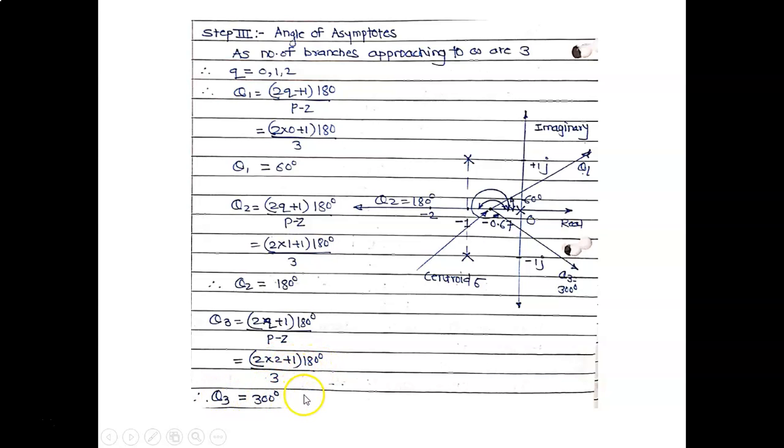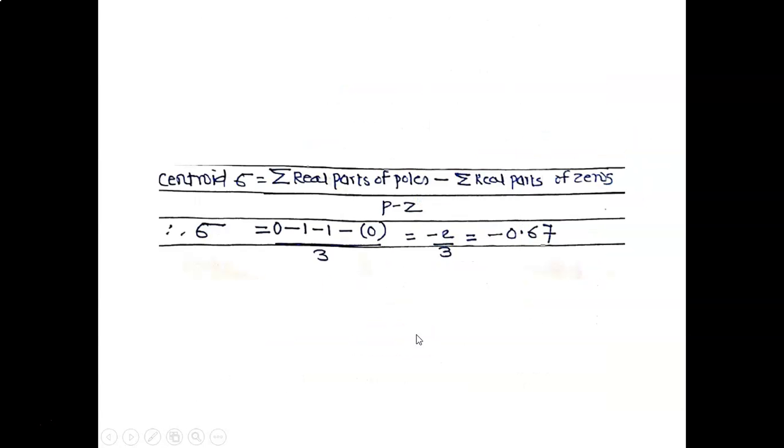Therefore, theta 3 is equal to 300. Now, we have to draw these angles through the centroid. First of all, we will calculate the centroid sigma, and then we will draw these angles. Already here it is indicated that centroid sigma is equal to minus 0.67, but how that value is there, we will find out. Therefore, centroid sigma, what is its formula?